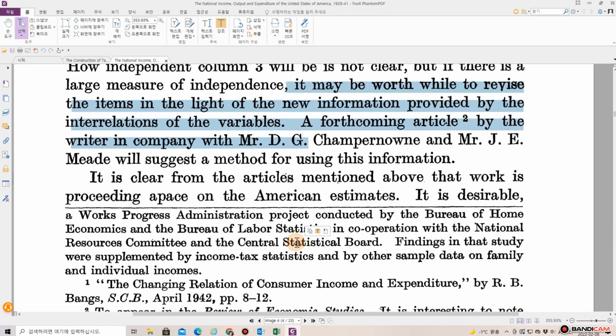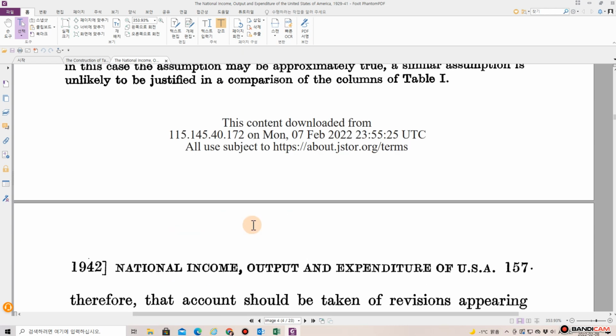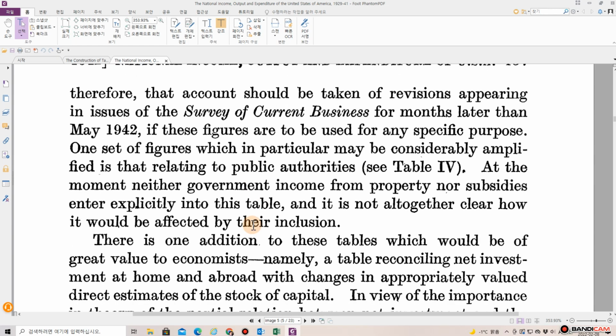Mr. Champernowne and Mr. J.E. Meade will suggest a method for using this information. It is clear from the articles mentioned above that work is proceeding apace on the American estimates. It is desirable, therefore, that account should be taken of revisions appearing in issues of the Survey of Current Business for months later than May 1942, if these figures are to be used for any specific purpose.